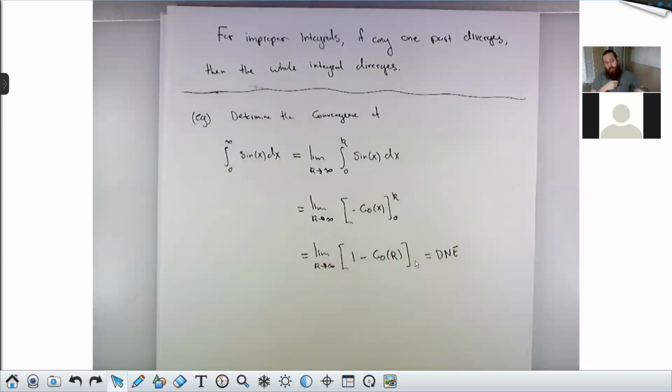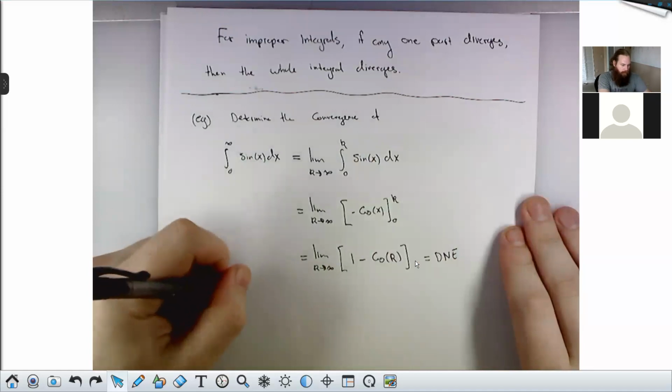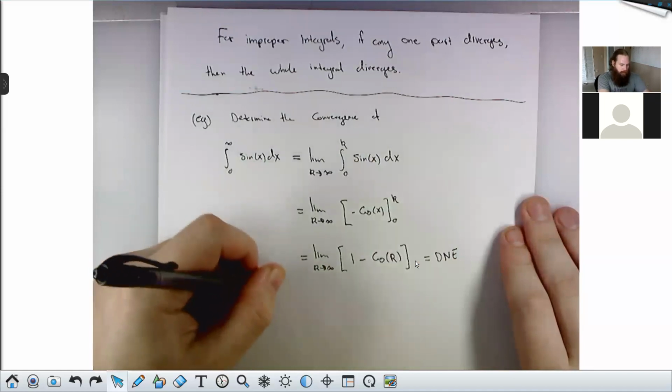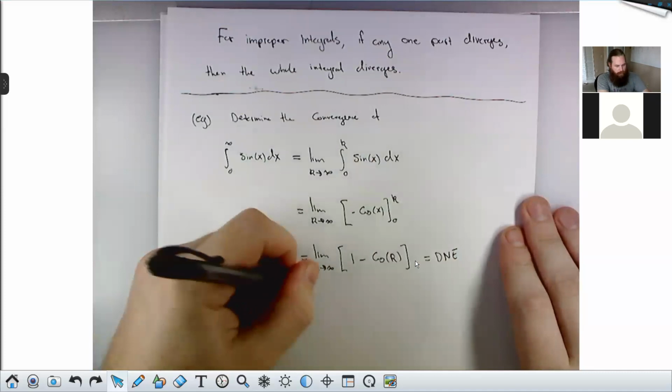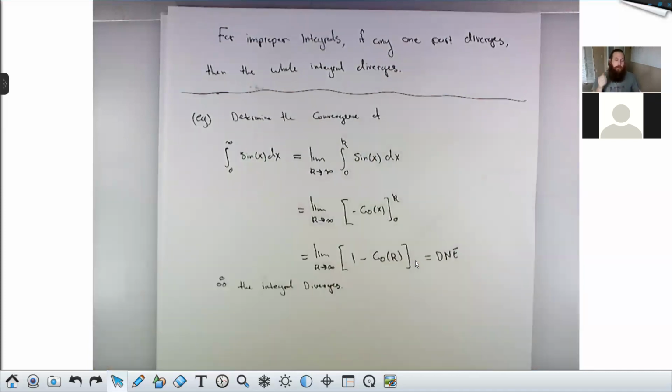So because the cosine function wobbles back and forth forever and ever, this limit right here does not exist, which means this integral diverges. Even though from an intuitive standpoint, we might want to say that it converges to 0 because the sine function spends equal amounts of time above and below the x-axis, from our definition, this integral must diverge.